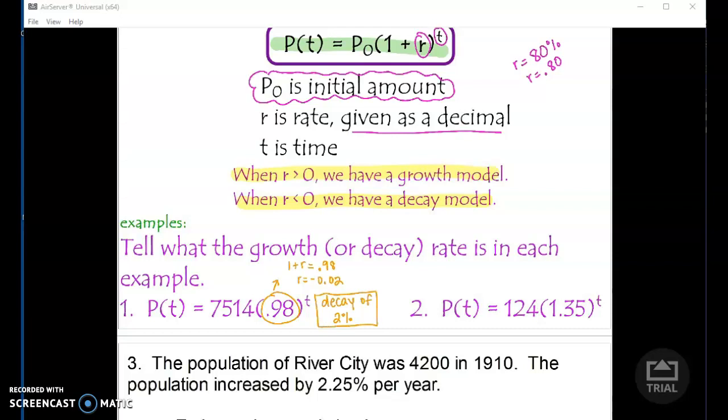So then for number 2, we have our 124, which is our initial. Then we have in our parentheses 1.35. So we're going to take the 1.35 and set it equal to 1 plus r, because that's the expression in the parentheses. If we subtract 1, that means r is going to be positive 0.35. Because our r is greater than 0, that tells us we have growth. So this would be growth of, and if we write it as a percent, that would be 35%. Okay, so that's how our equations are going to look for our word problems here.